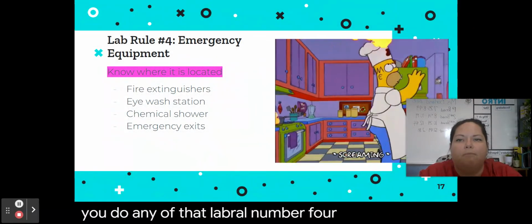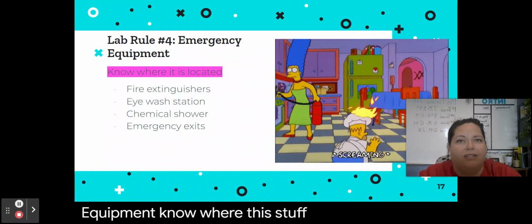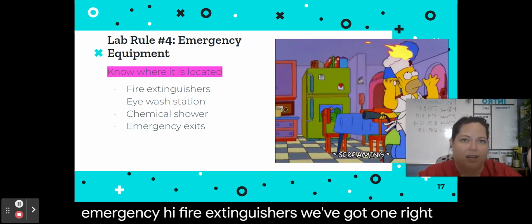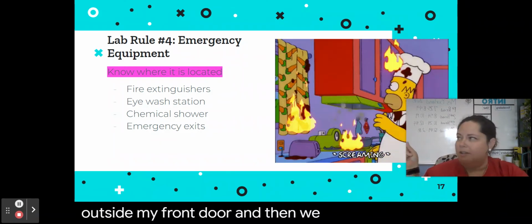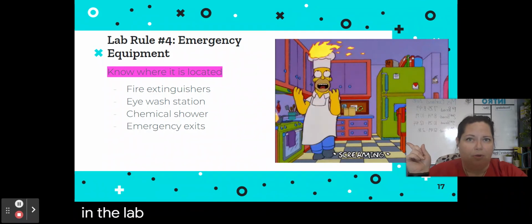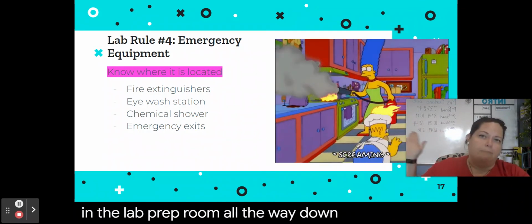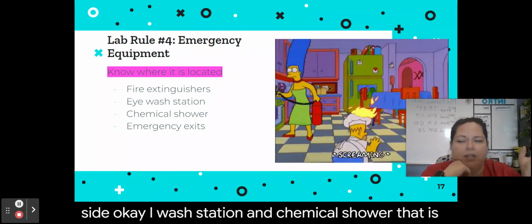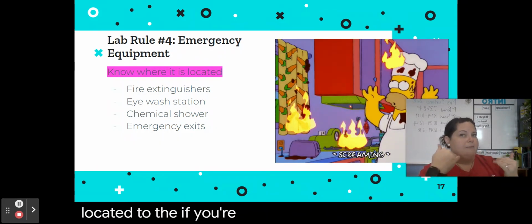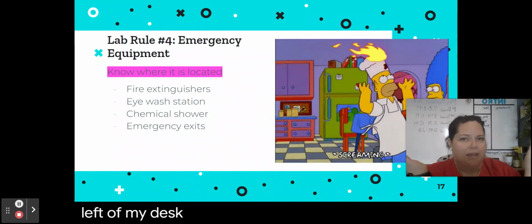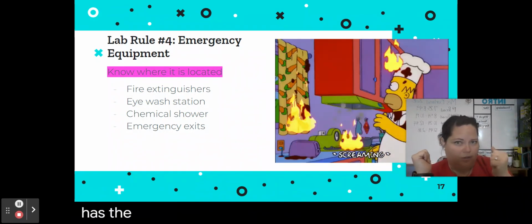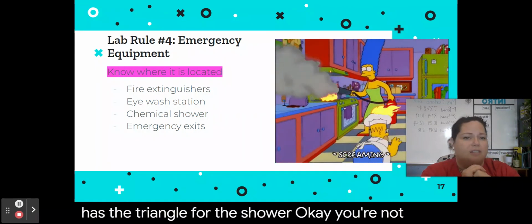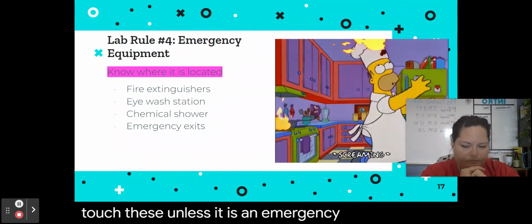Lab rule number four, emergency equipment. Know where this stuff is in case of emergency. Fire extinguishers. We've got one right outside my front door, and then we have another one in the lab prep room all the way down, on Bennett's side. Eye wash station and chemical shower. That is located to the left of my desk, if you're looking at my desk. You can't miss it. It's the yellow thing. It has the triangle for the shower. We're not playing with these. You're not to touch these unless it is an emergency.